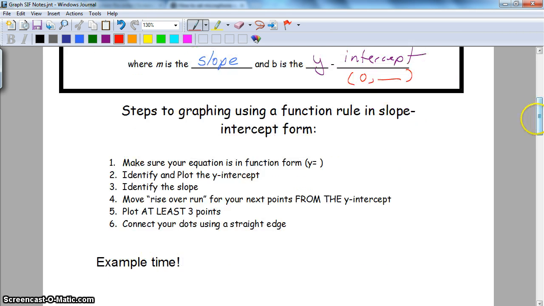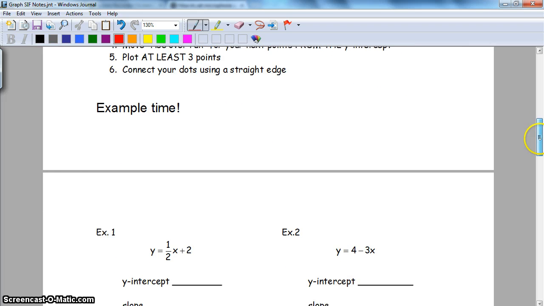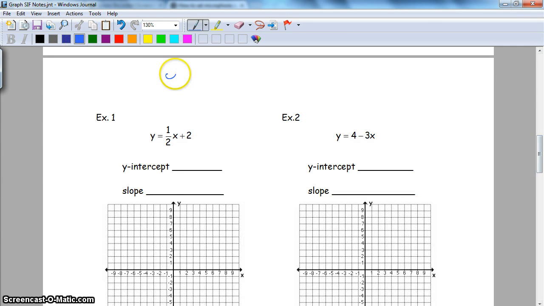All right, so I got some steps for you here of how to graph a function rule in slope intercept form. And you can read this if you want later to help you out, but let's go ahead and do a couple. Number 1. Now, at the top of page 2, you might want to write again, y equals mx plus b. And remember, we're saying that m is the slope and b is the y-intercept.